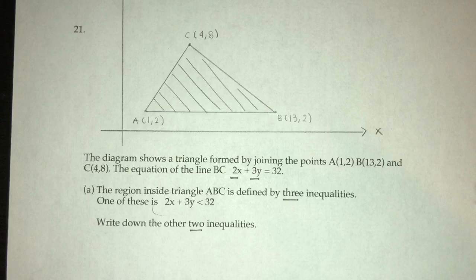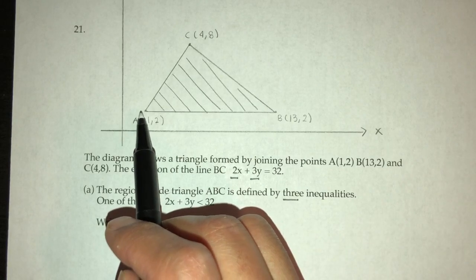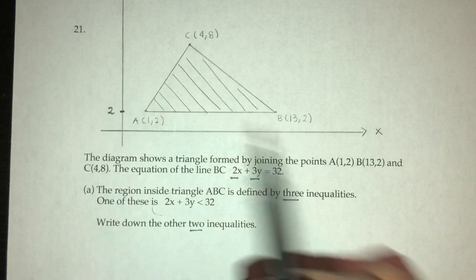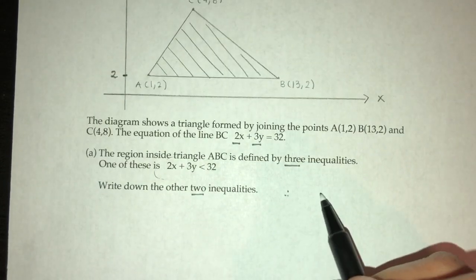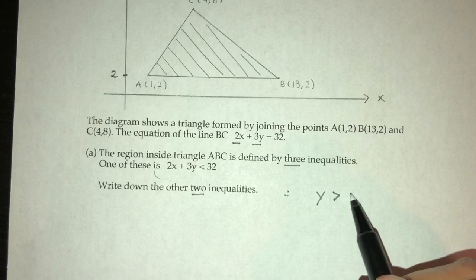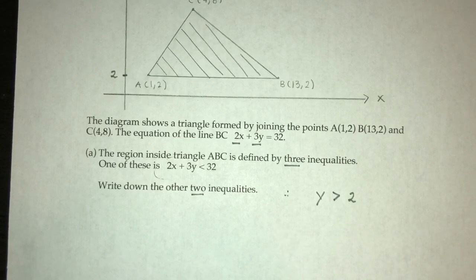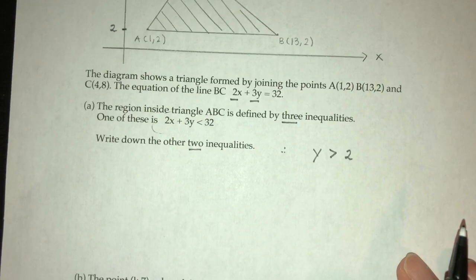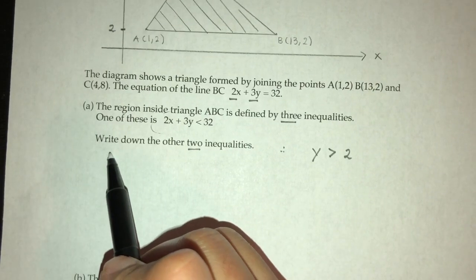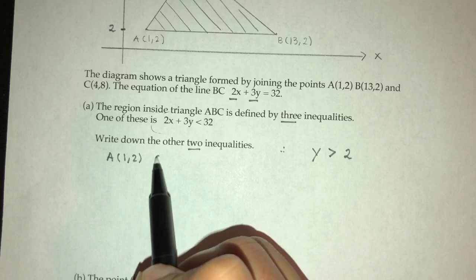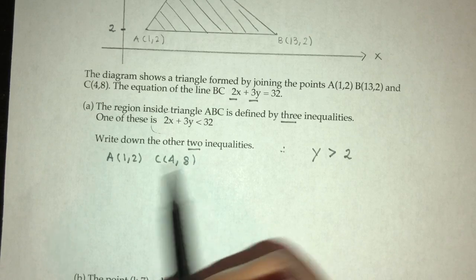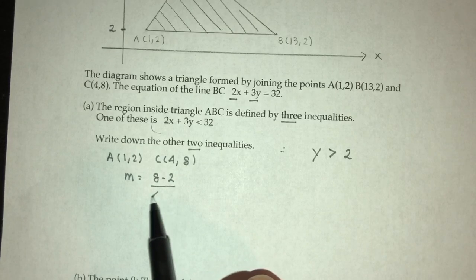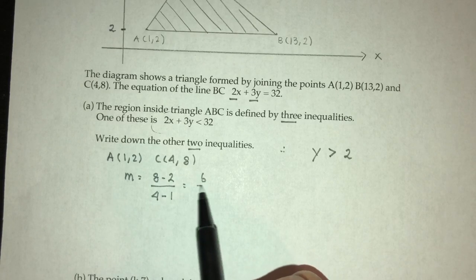So the equation of AB is pretty easy. AB is a horizontal line. It is y equal to the value of 2. So that will be y has to be more than 2. That's the first one. And we have to find the equation of this one, right? So how do you find the equation of a line? You have to use the 2 points, A and C. A is 1, 2. C is 4, 8. So the gradient will be y2 minus y1 over x2 minus x1, which is 8 minus 2 over 3, that will be 6 over 3.